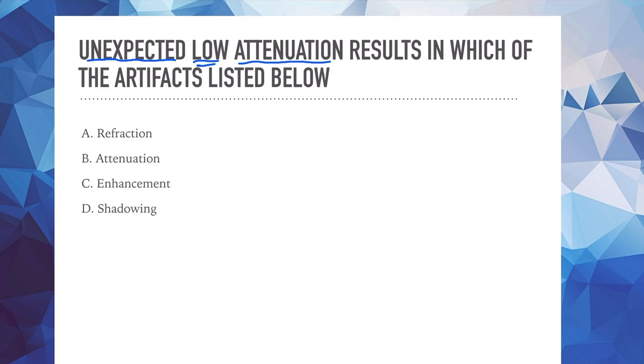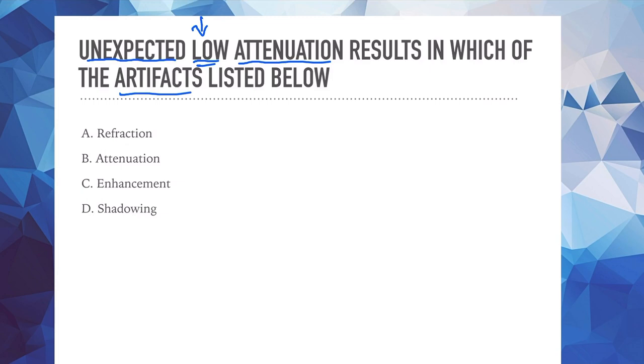So that results in which of the artifacts? We're looking for an artifact that has to do with low attenuation. So let's just think, what would low attenuation be? This is another one of those questions that if you read it quickly, you can answer it incorrectly, because you're thinking, oh, low attenuation, and maybe you're thinking it's going to be shadowing, where it may not be, or you're going to think the opposite.